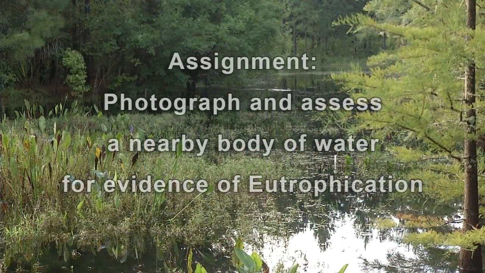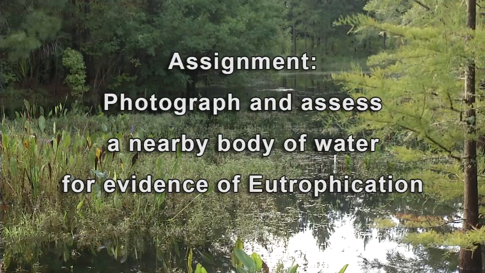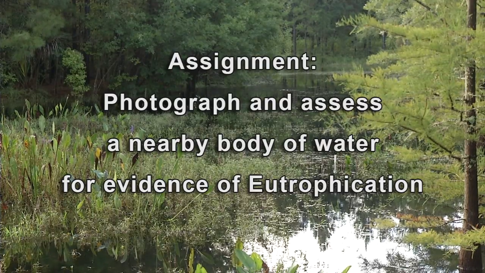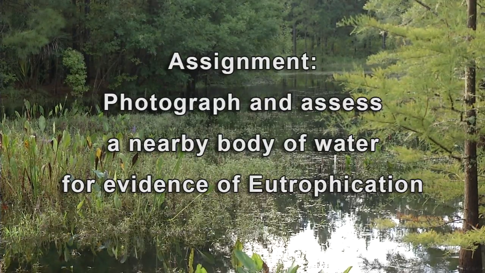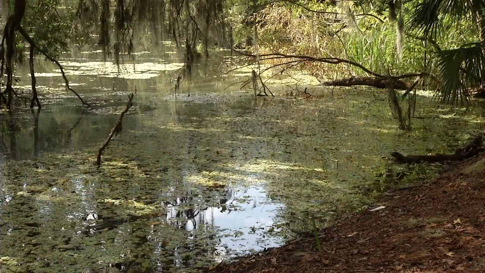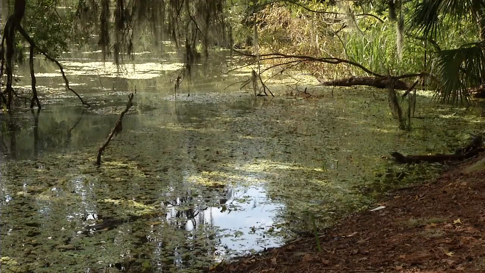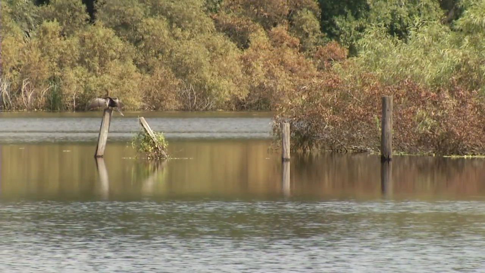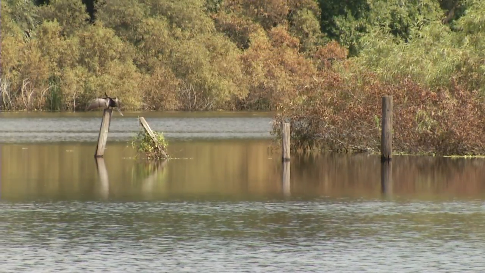For your assignment focused on water quality, you will need to go out and photograph and assess a body of water near you for signs of eutrophication. I've detailed the exact requirements for the assignment in the link provided for Module 2. All you'll need to bring is your cell phone. You will need to include a selfie, an image of you and the water body.